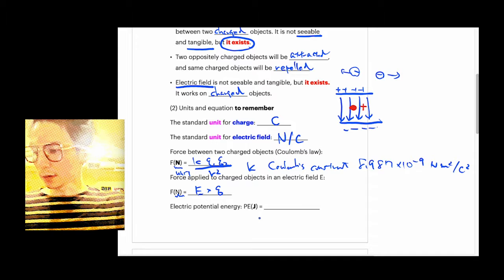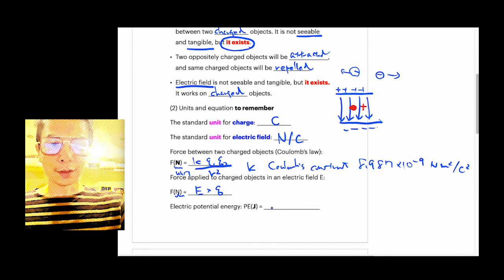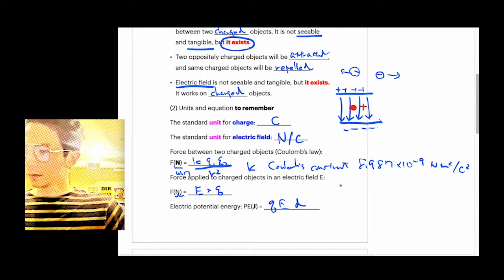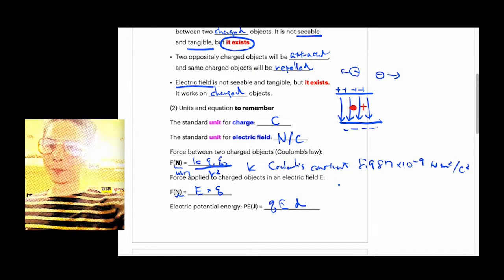Another important equation that you have to know is the electric potential energy in the field, which can be written as Q E D, where D is the distance traveled, which I'm going to talk about in the next class. For now, just remember that this equation is needed.